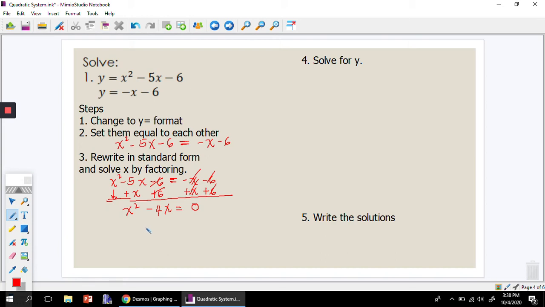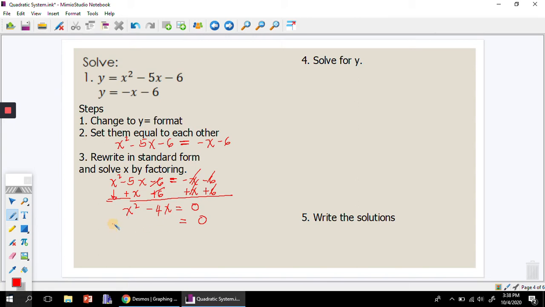Okay, and then we are going to solve by factoring. If we are solving by factoring, you have to factor the left side. So this is equal to 0. To factor this, I only have a binomial here, so I'm going to look for the common factor. The common factor here is x, because x is common to both the first and the second term.